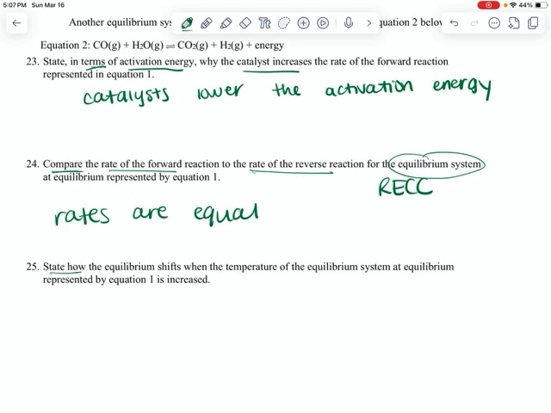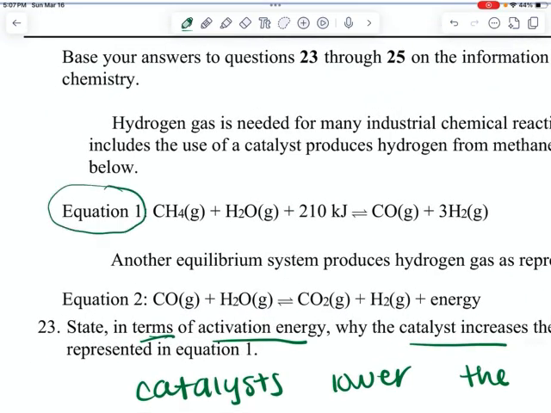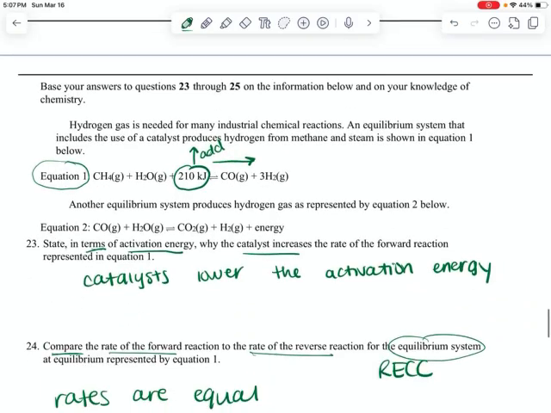State how equilibrium shifts when the temperature of the equilibrium system, represented by equation 1, is increased. Alright, so we're going to equation 1. We're focused here. Where is temperature? Right, temperature is like thermal energy. So the energy is on the left. If we increase temperature, right, we add temperature, it shifts away. So equilibrium shifts to the right.